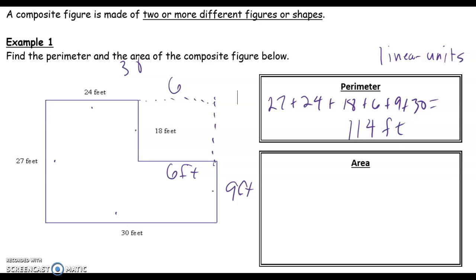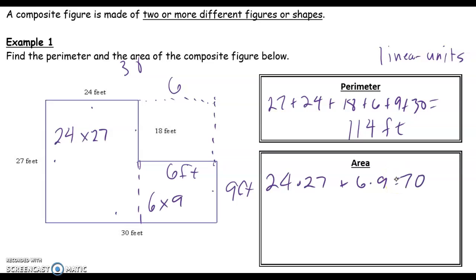Okay? So we said before that you can break these into 2 or more figures. So if I wanted to, I could cut this into 2 rectangles. So I have this rectangle here that's a 24 by 27 rectangle. And this rectangle here is going to be 6 by 9. Okay? I'm using the measurements that I've got. So to multiply that together, I just add 24 times 27 plus 6 times 9, which equals 702.